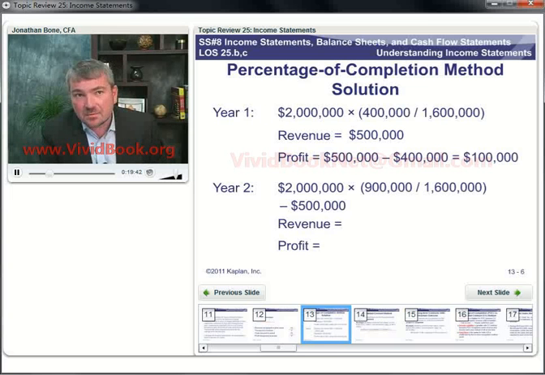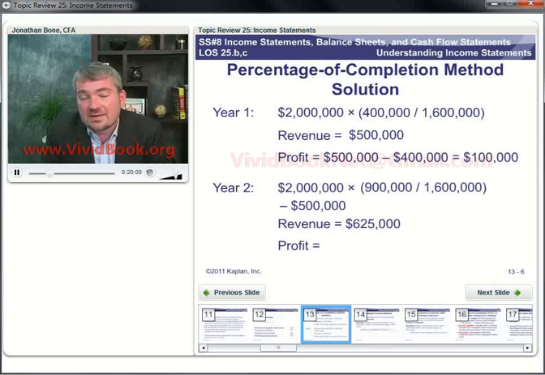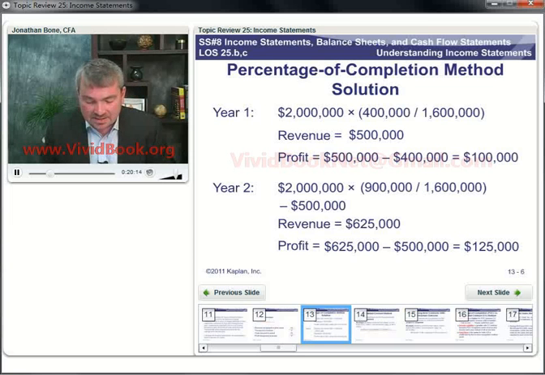Be careful. This is the cumulative revenue that we should have recognized to date. Some of that's been recognized in year one. In fact, 500,000 has been recognized in year one, so we now need to deduct the revenue recognized in prior years, in this case 500,000, and we get this year's sales figure of 625,000. Profit: take this year's sales figure of 625, deduct the cost incurred in this year of 500,000, and we've got our profit of 125,000. Okay, so expect maybe to see calculations based on that in the exam.